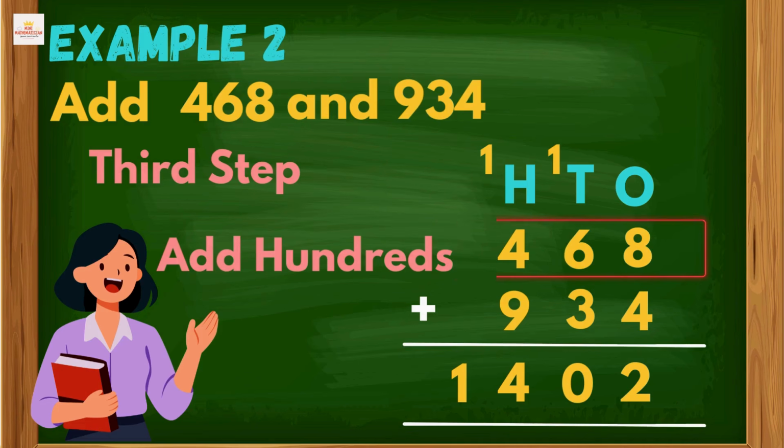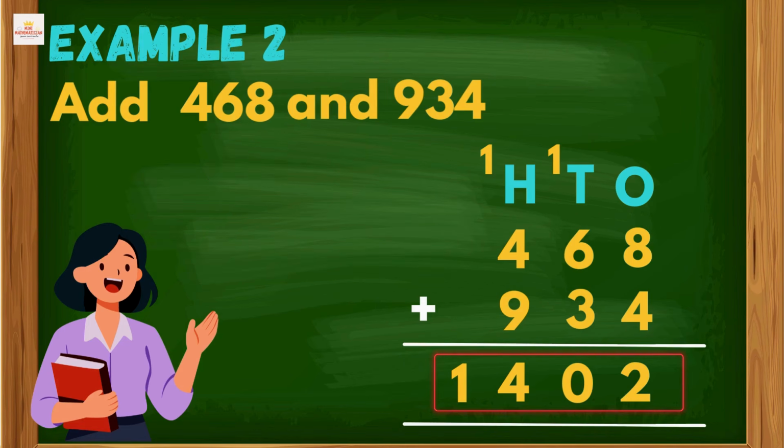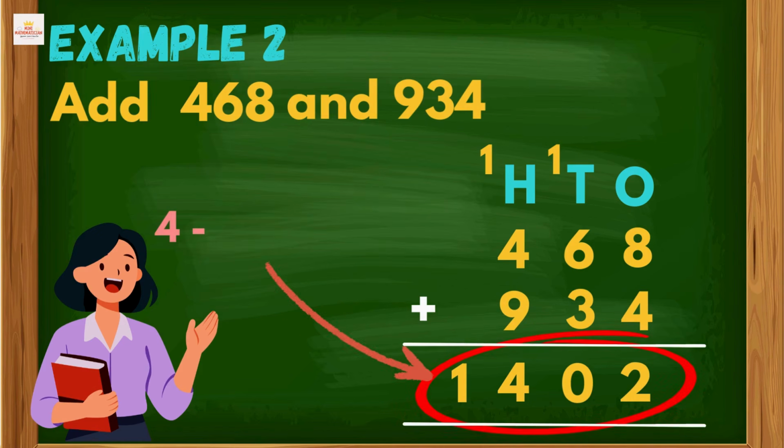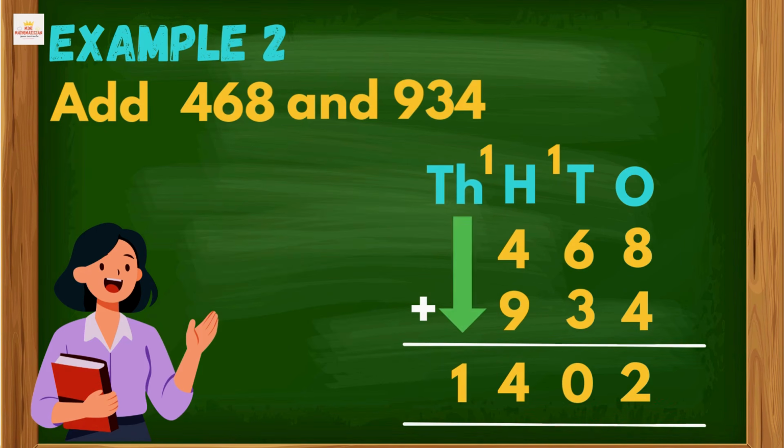When we add 468 and 934, we get 1402. Did you notice something special? Our answer is a 4-digit number. That means a new place value was added. It's called the thousands place.